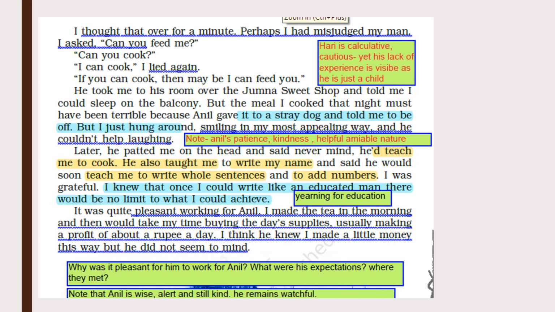Now, why was it pleasant for him to work for Anil? I have given you the points. What were his expectations? Expectations were that he would get educated in future. And were these expectations met? No, they were not met, but yes, a little bit of them were met, and he was expecting that he would be able to meet all his expectations if he continues to stay there. We need to note that Anil is wise, alert, and still he's very kind. Whatever happens, he just remains good.